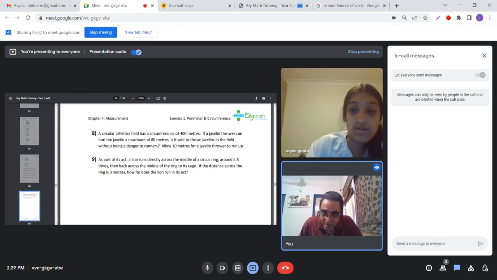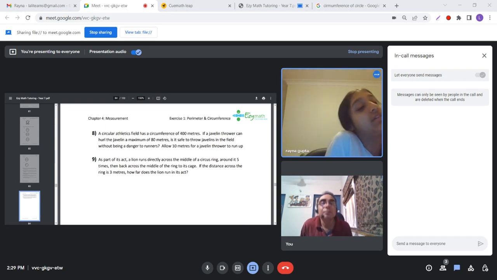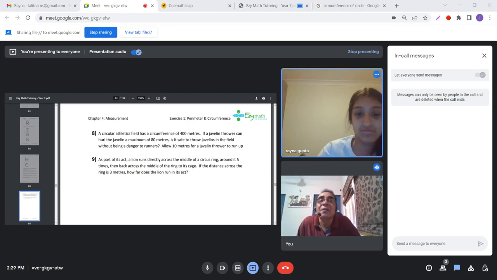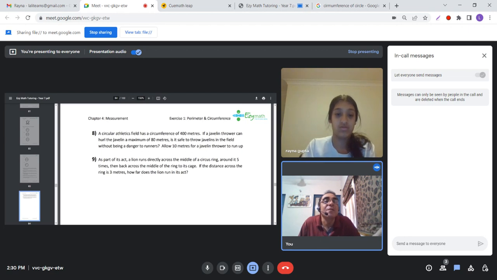3.14, so 400 divided by 3.14 would be how much? 127.38. That is the maximum distance he has. Now he throws a javelin a maximum of 80 meters. That is the second part of the question: if a javelin thrower can hurl the javelin a maximum of 80 meters and he needs 10 meters to run up. Total distance is 127 meters if he's starting from one point on the circumference. So 80 plus 10 will make 90. 127 minus 90 means he still has some room. That is called a safe zone, isn't it?